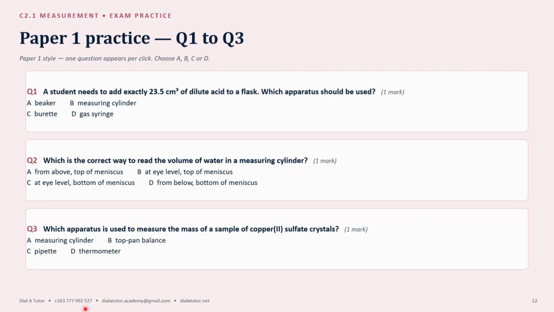Question number 3. Which apparatus is used to measure the mass of a sample of copper 2 sulfate crystals? A, measuring cylinder; B, top pan balance; C, pipette; D, thermometer. So you can pause and then write your answer. We want to see how many you would have scored in this section of exam practice.